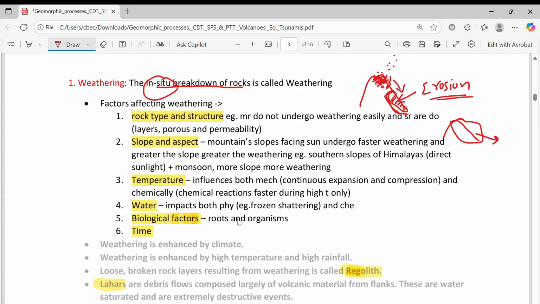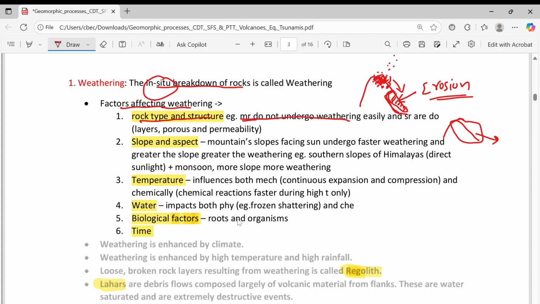So, first we will see weathering. What are the factors affecting weathering? This may be asked in MCQ. Which of the following factors affect weathering? Rock type and structure. For example, you take MR, meaning metamorphic rock.